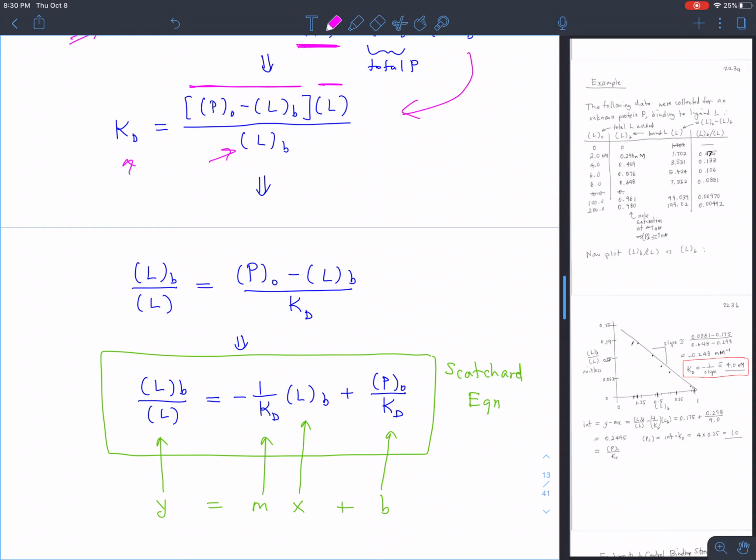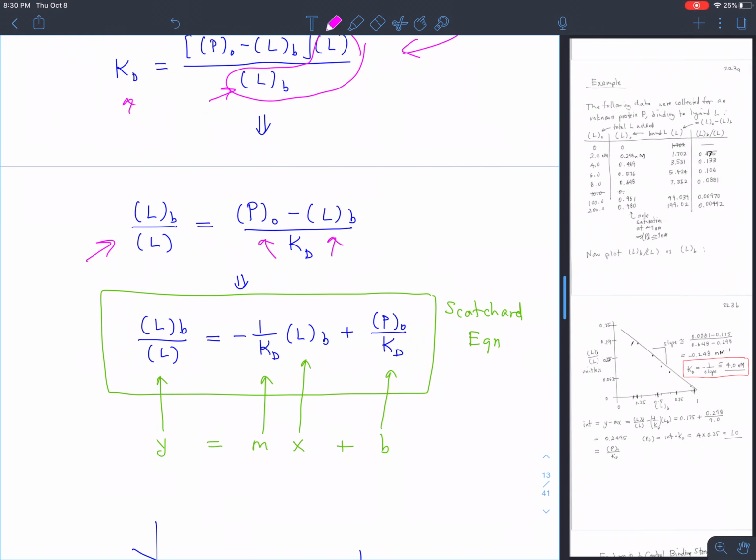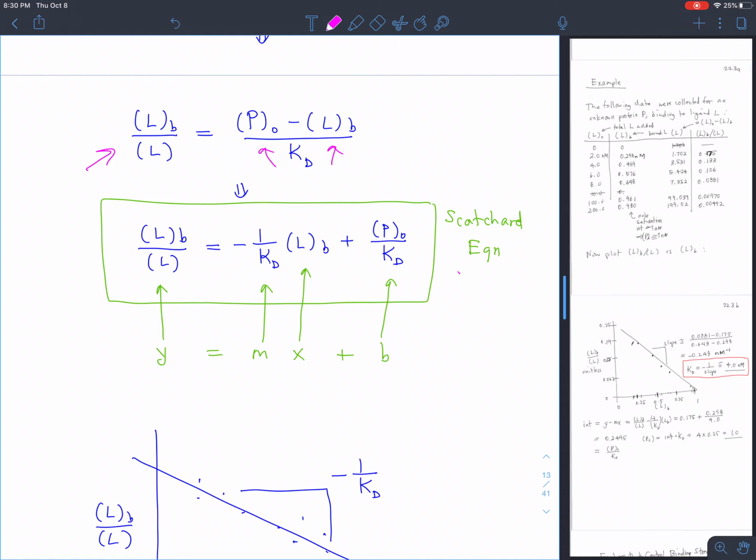And now a little bit of algebra. We move this ratio of free ligand over bound ligand over to the other side of the equation. And then we divide through both of the remaining terms by KD. And that gives us the scatchard equation, which is the basis for scatchard analysis and scatchard plots. It says that the ratio of the bound ligand to the free ligand is equal to a slope times the concentration, presumably known, of the bound ligand plus an intercept, which in fact we don't need to know.